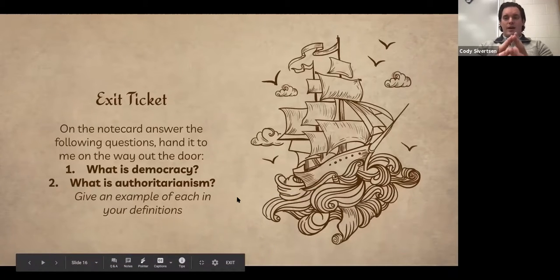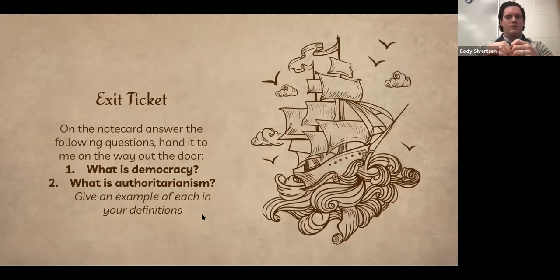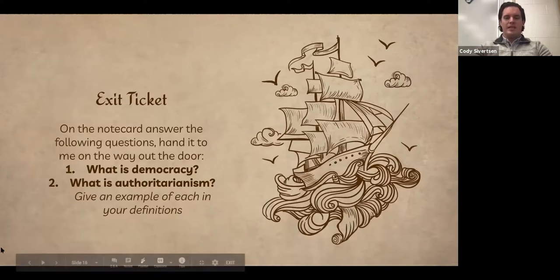And then this is how I end my day here. An exit ticket, write on a note card. And for me, the significance of giving them a note card is it's something they can hang on to for the next couple of days. So they end this class period with just two simple questions. What is a democracy? What is authoritarianism? And give an example with your definition.